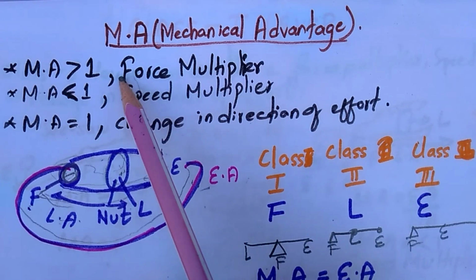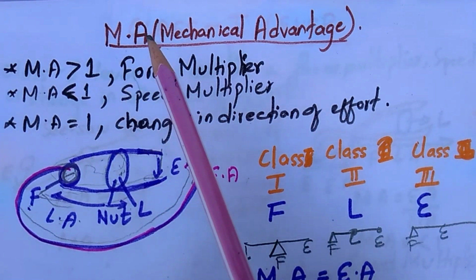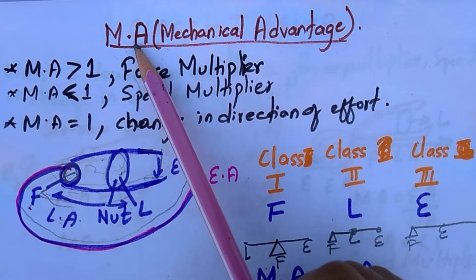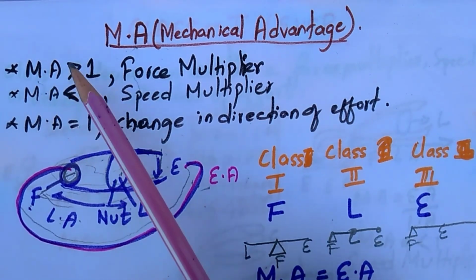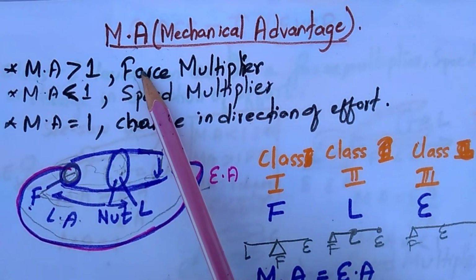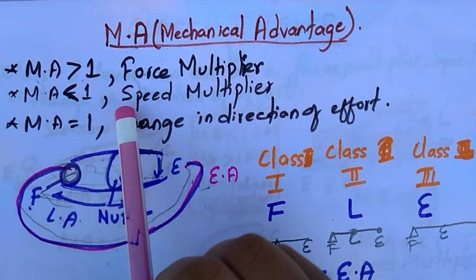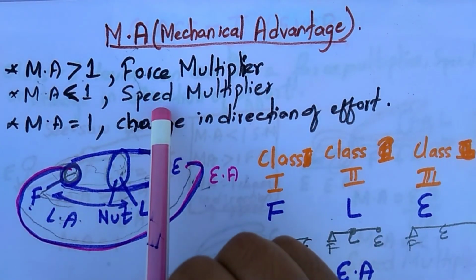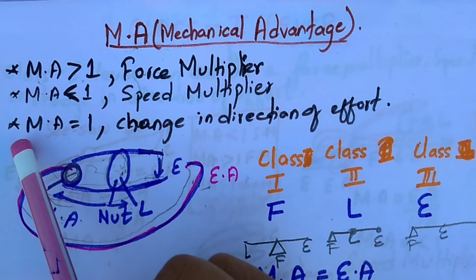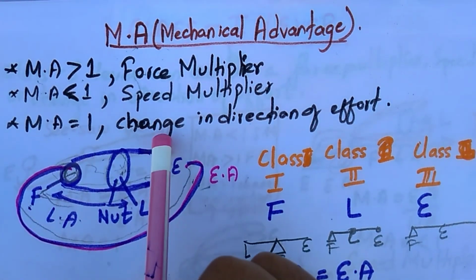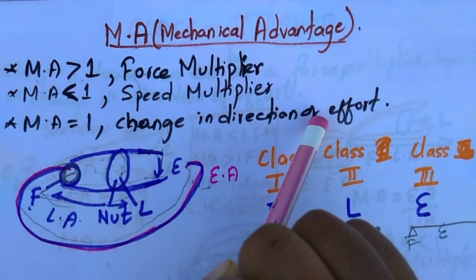Now we are going to deal with a very important term called mechanical advantage, that is your MA. If mechanical advantage is greater than 1, then a machine acts as a force multiplier. If mechanical advantage is less than 1, then a machine acts as a speed multiplier, and if mechanical advantage is equal to 1, then change in direction of effort.